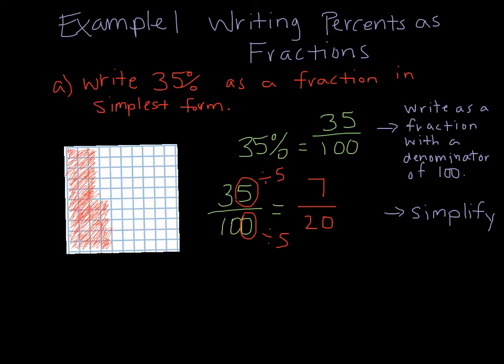What you need to say to yourself is, is there any number that's divisible by 7 and 20? Can any number go into both of those? Start thinking about it. Can 2? Can 3? Can 4? So let's start with 2.